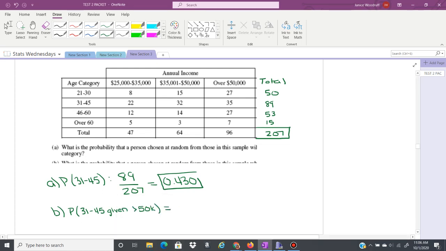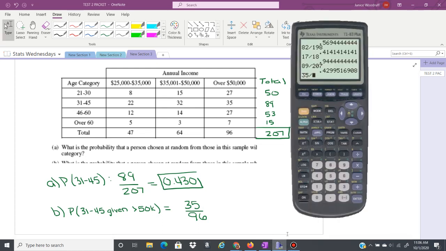So over 50,000, we're looking down, so that's 96. So out of the 96 people whose incomes are over 50,000, how many are in this 31 to 45 age group? We're looking here. So out of these 96, there were 35 here. So 35 out of 96. So 0.365.